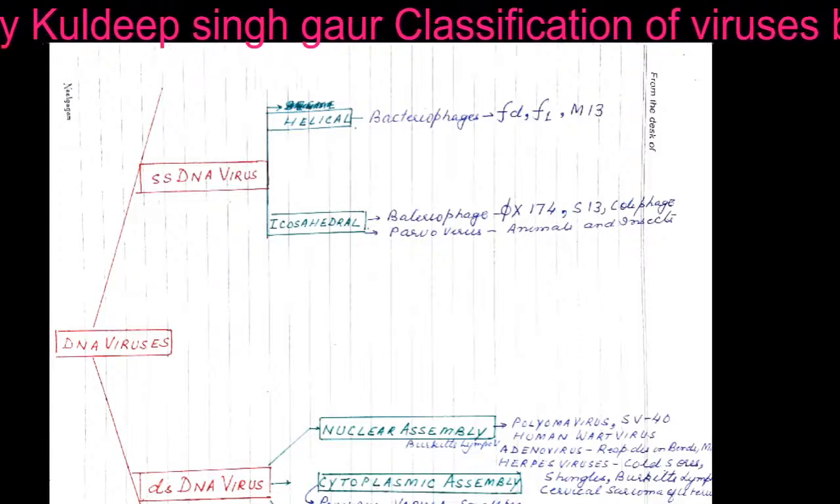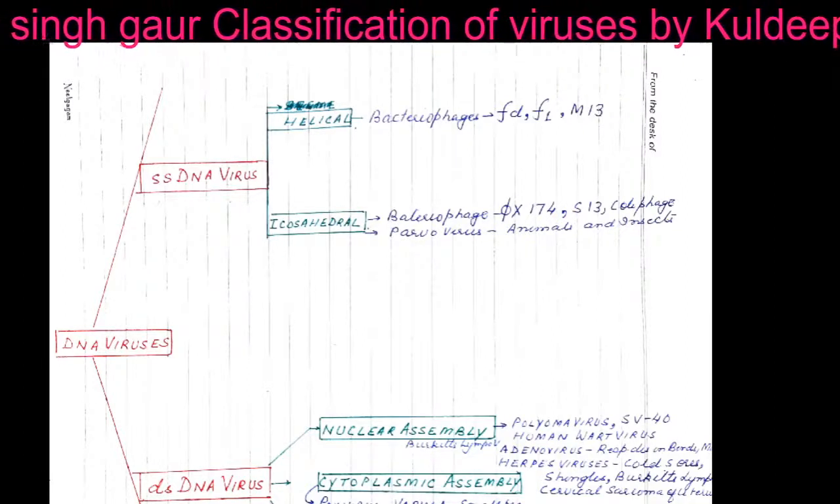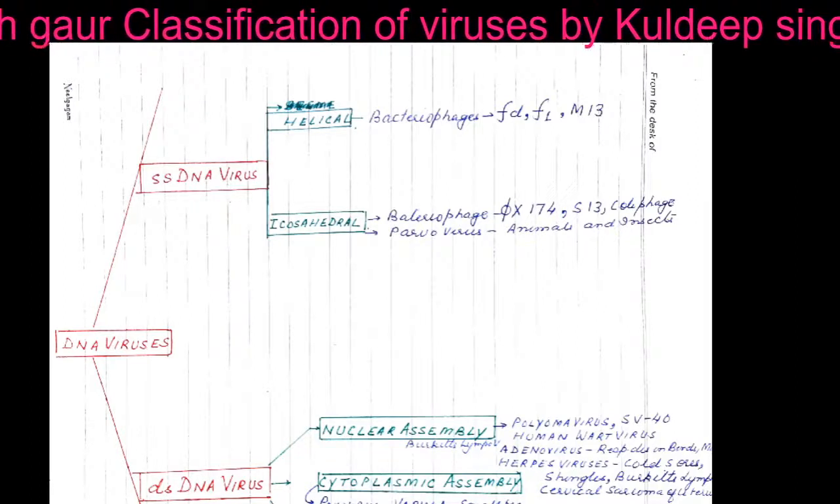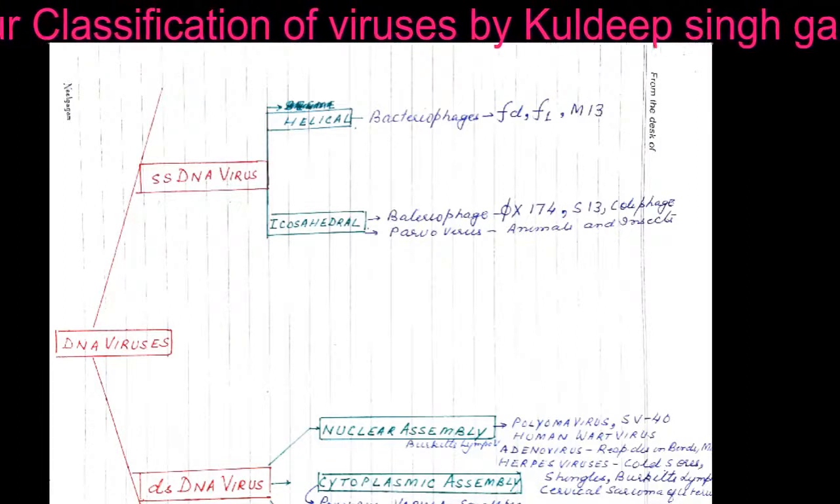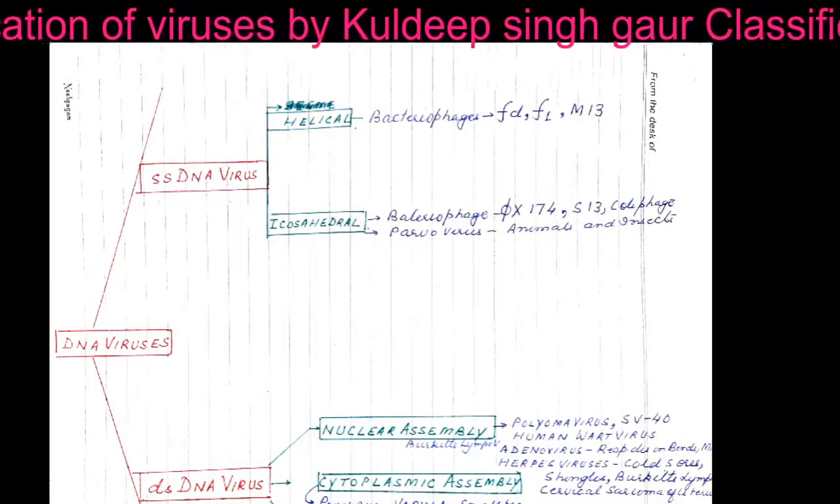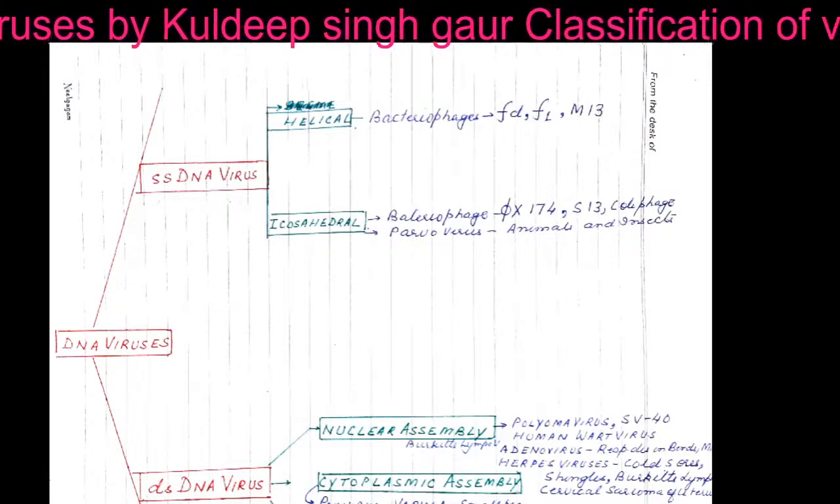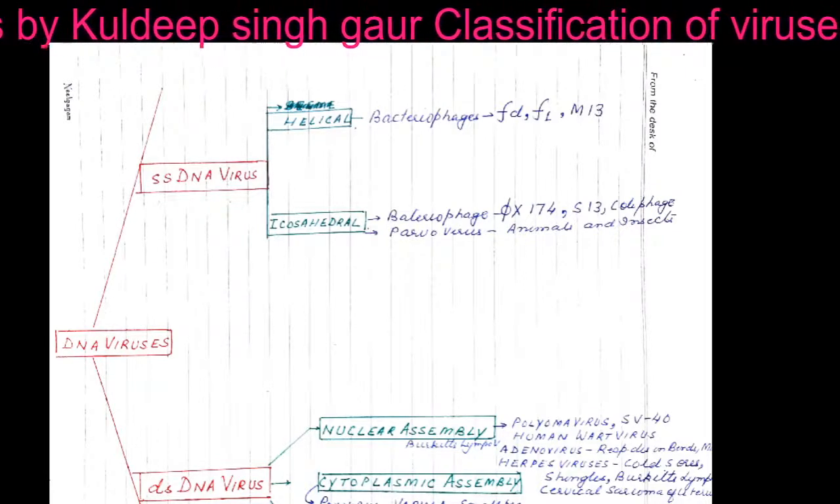Those having icosahedral symmetry include bacteriophage φX174, the S13, the coliphage, and parvoviruses, which affect both animals and insects.